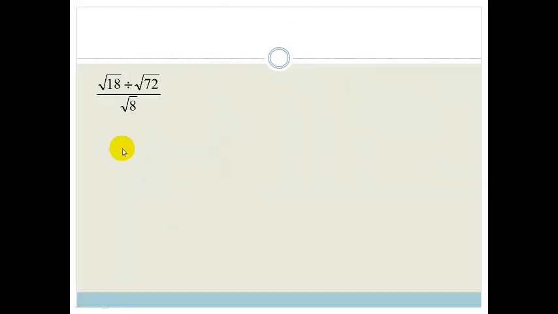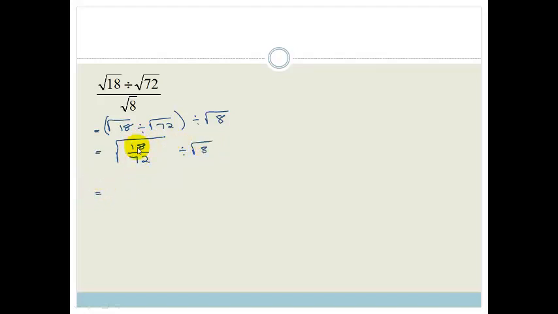Okay, so this time we've got the square root of 18 divided by the square root of 72, all divided by the square root of 8. Now remember what we said, if we've got a divide or times, we actually can bring these all together. So what I'm going to do is I'm going to break this up and I'm going to go square root of 18 divided by the square root of 72, all divided by the square root of 8. Okay, so then if we do that, do you agree that what does that mean? That means we can go square root of 18 over 72. The square root of 18 over 72 divided by the square root of 8.